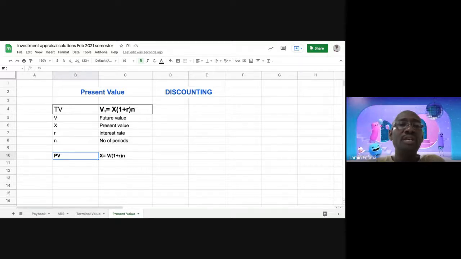Okay, so you could equally say v equals x, or you could put it the other way around, x into 1 plus r raised to power n equals v. Then you could say x equals v, and the 1 plus r raised to power n, their position is going to change. So if their position changes, their sign will also change. Their sign at the moment is x multiplied by, so instead of multiplication, the opposite will be division. So you'll have x equals v divided by 1 plus r raised to power n.